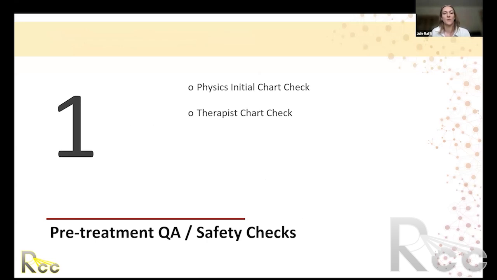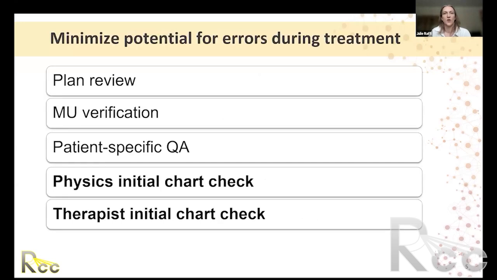So we'll start with pre-treatment QA and safety checks. Before we even get to patient treatment, we want to minimize the potential for any incidents or errors during the patient treatment. So a lot of practices are put into place ahead of treatment before the patient comes to make sure that treatment will be safe and effective. This can start way back, even earlier than what I've mentioned here, with good commissioning and development of your program management. But main things I'll touch on would be plan review.